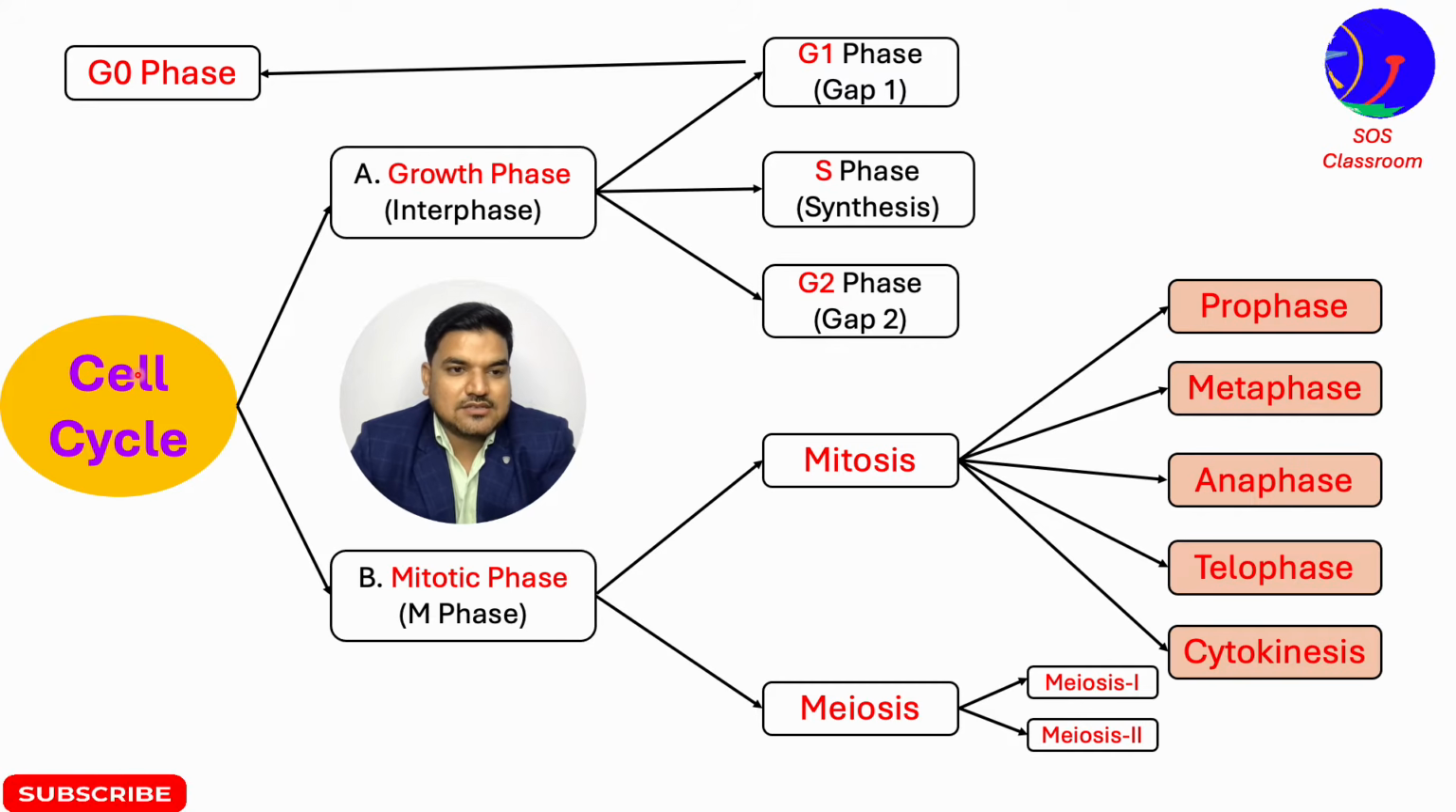You can see the cell cycle. The cell cycle is divided into two phases: the growth phase, also called interphase, and the mitotic phase, also called anaphase.